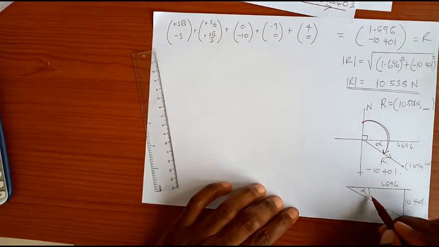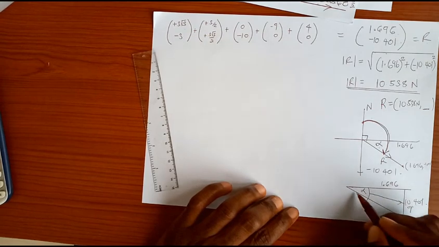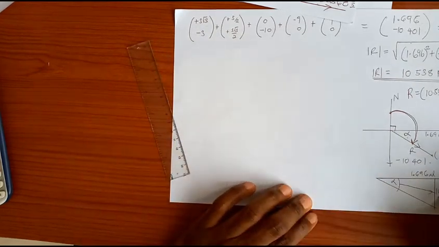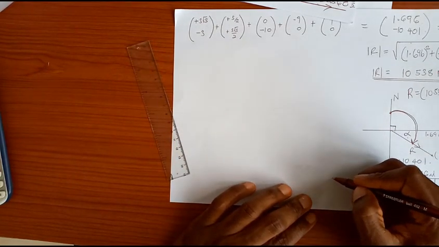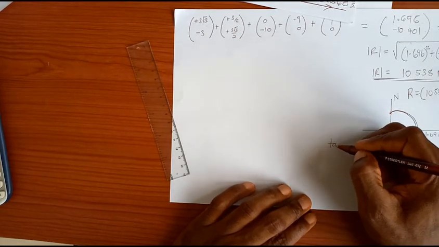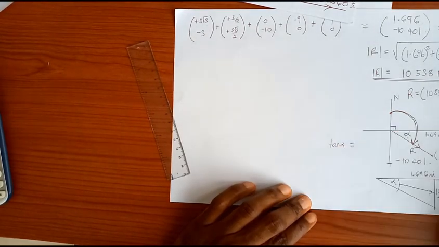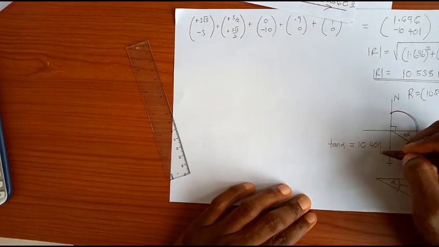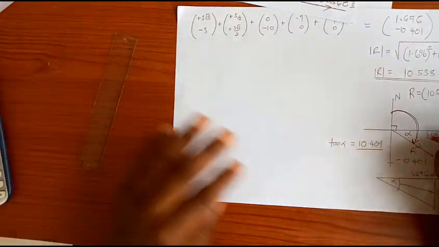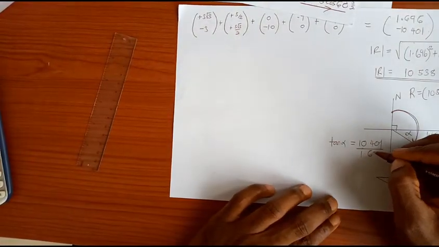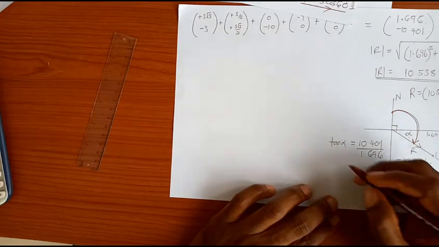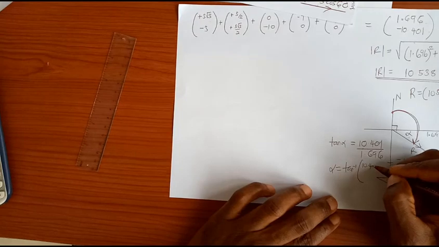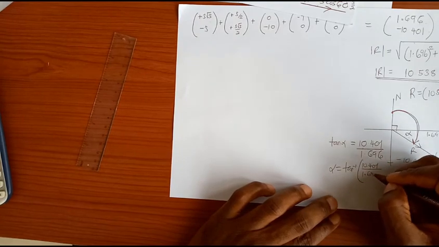So to find this angle, I need my opposite. This is the opposite side to the angle. This is the adjacent side to the angle. So what do I have? Opposite and adjacent. That's tangent. So I can say, let me write here, tan of my alpha equals opposite, which is 10.401 over my adjacent, which is 1.696, opposite over adjacent. So my alpha equals the tan inverse of 10.401 all on 1.696.